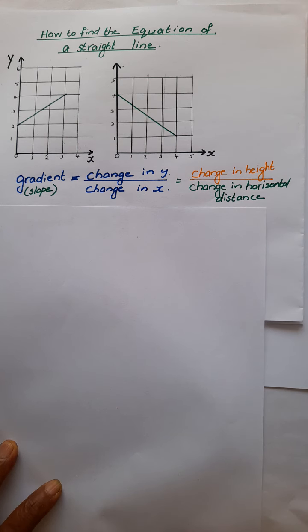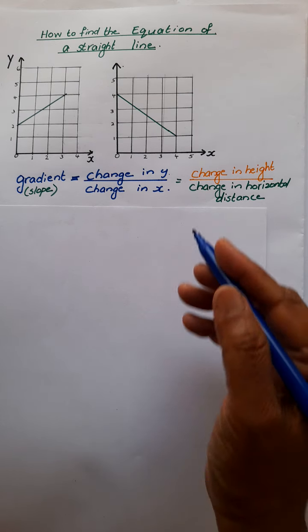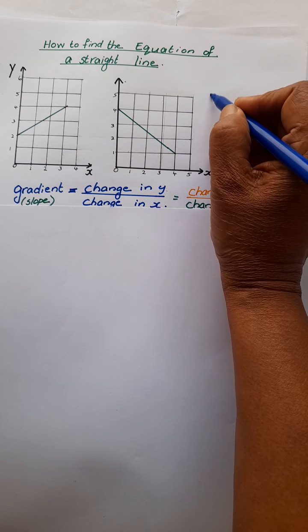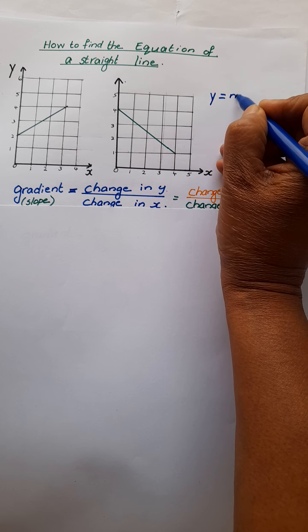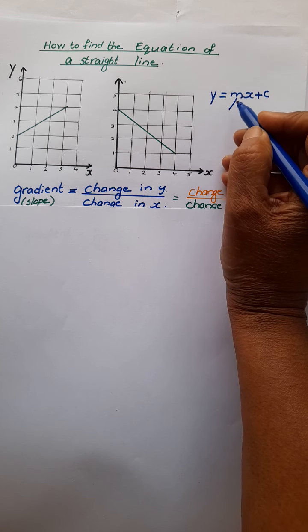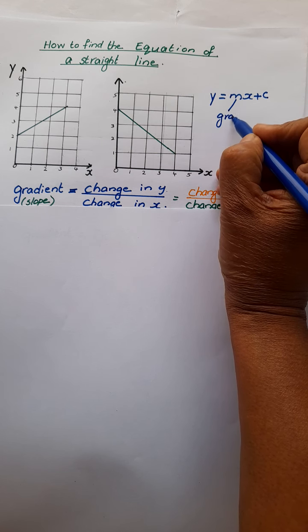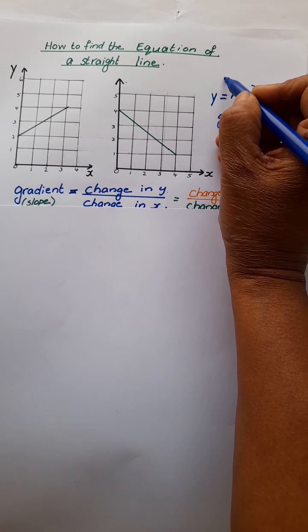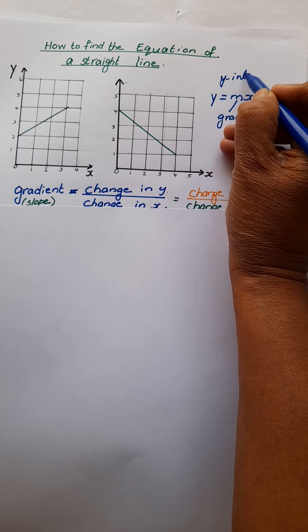Hi everyone, in this video I will show you how to find the equation of a straight line. The standard form is y is equal to mx plus c, where m is the gradient and c is the y-intercept.